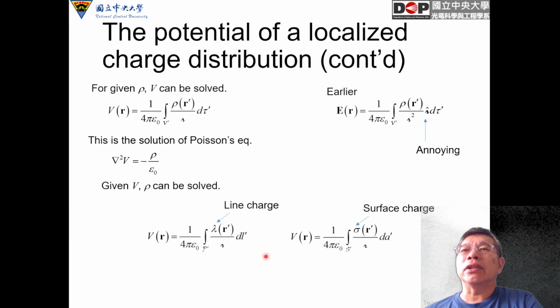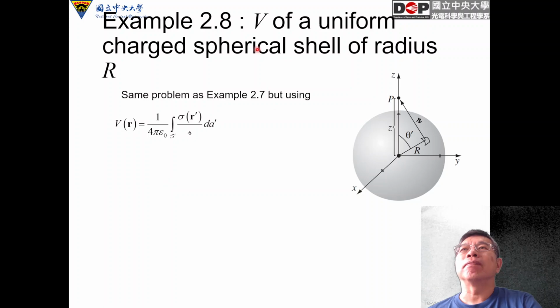Anyway, look at it. The same thing for line charge and surface charge is still the same. If it's line charge, taking the path integral, we get the potential. If it is surface, using the surface charge density, we do exactly the same thing. Example 2.a is a uniformly charged spherical shell of radius r. It is exactly the same problem as 2.7, but here it is a shell, so we just do the surface integral of your potential. That's it. So just do it.